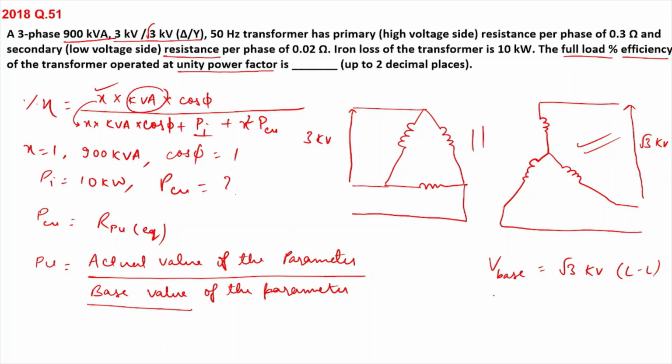And kVA rating of base is 900 kVA. Now we need to calculate Z base. Let me change the color here so that we won't be confused. So Z base would be voltage square, line to line, divided by kVA.